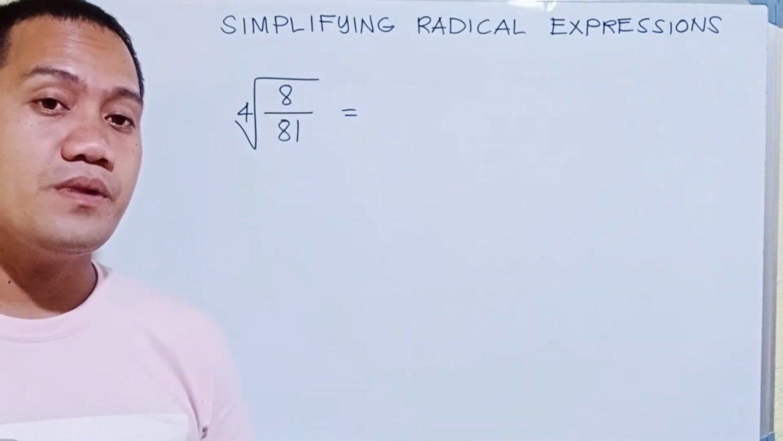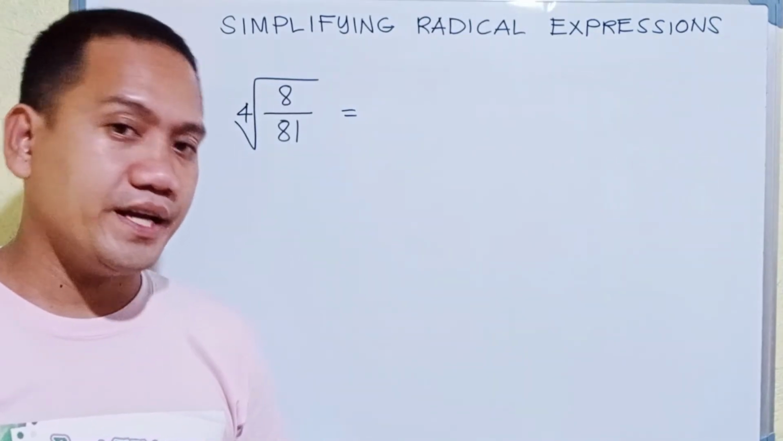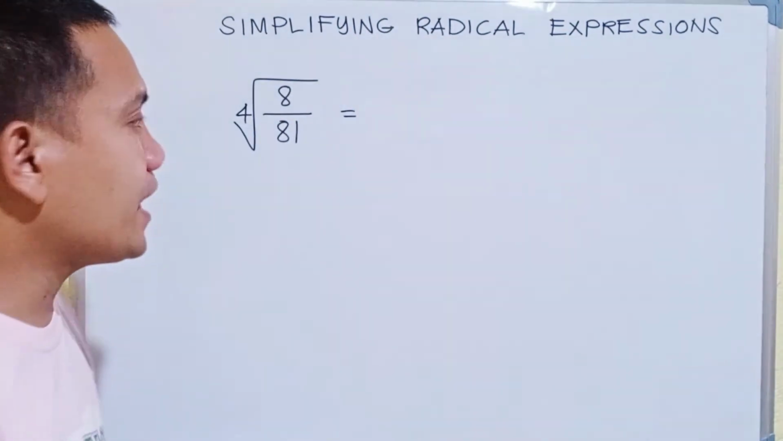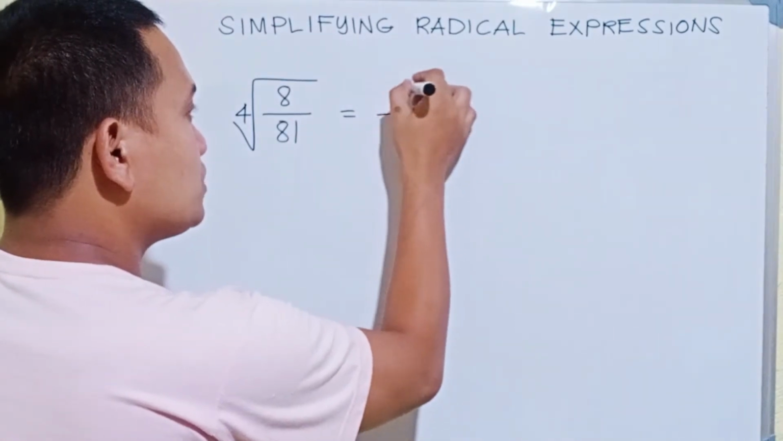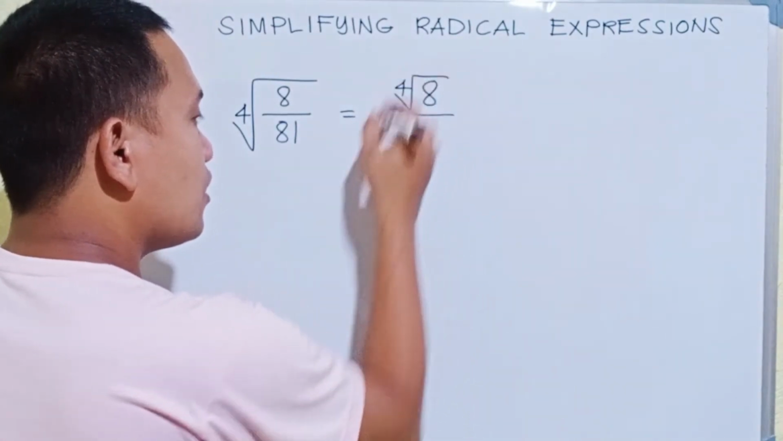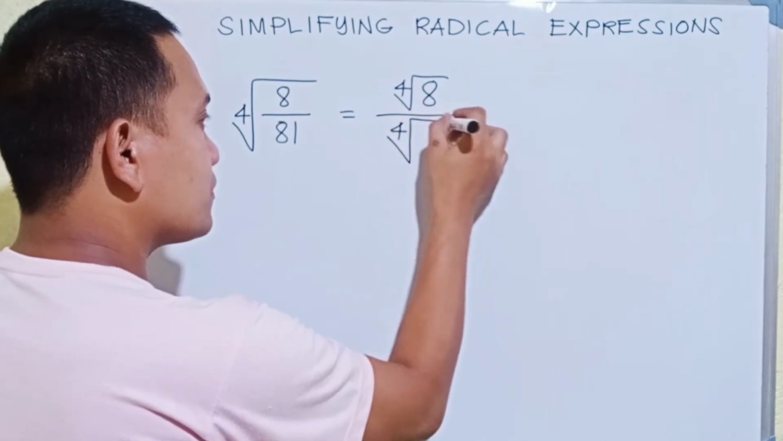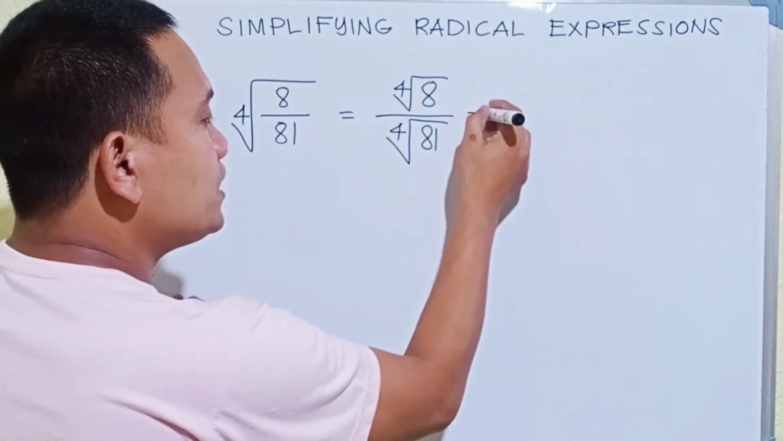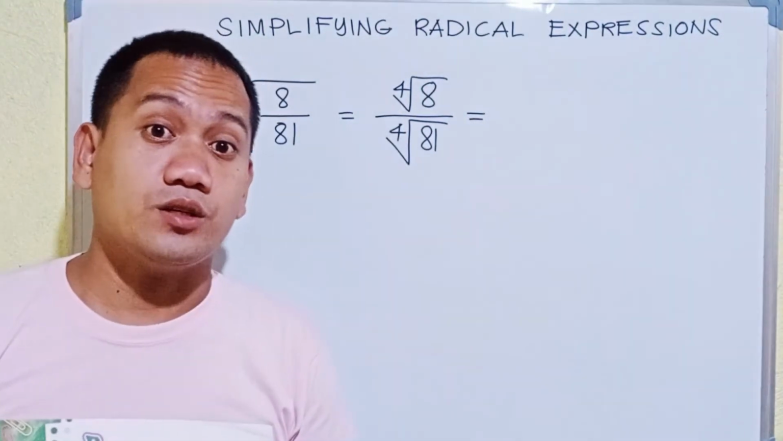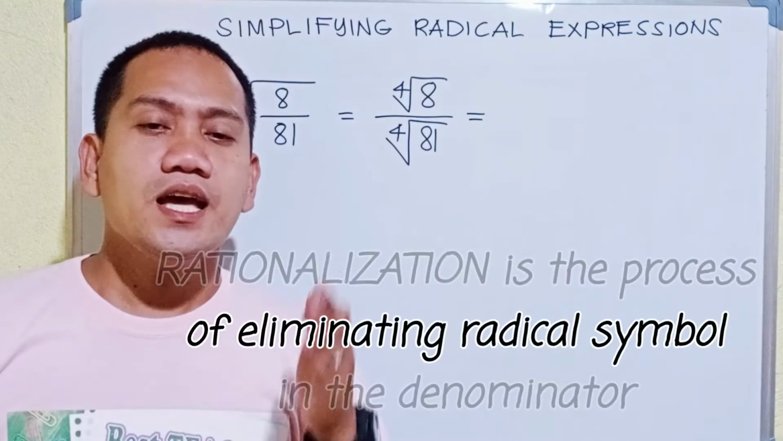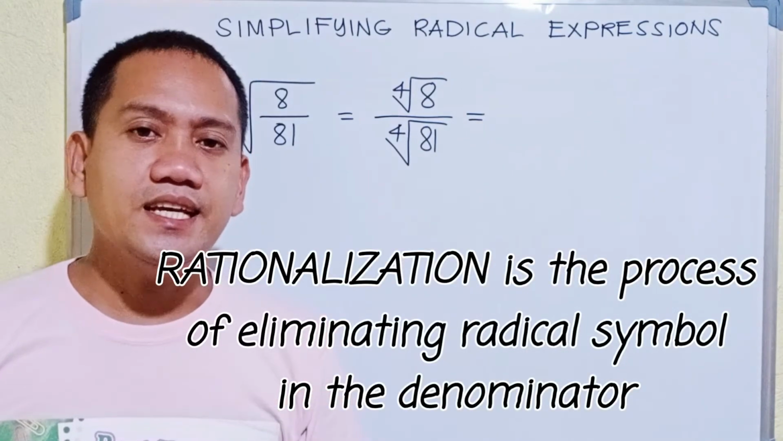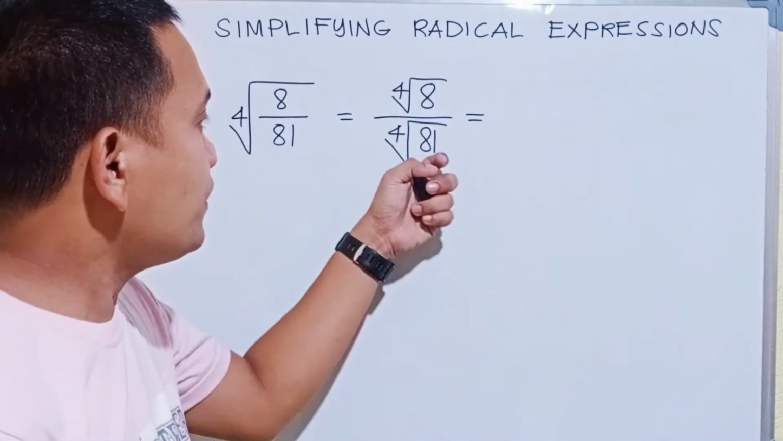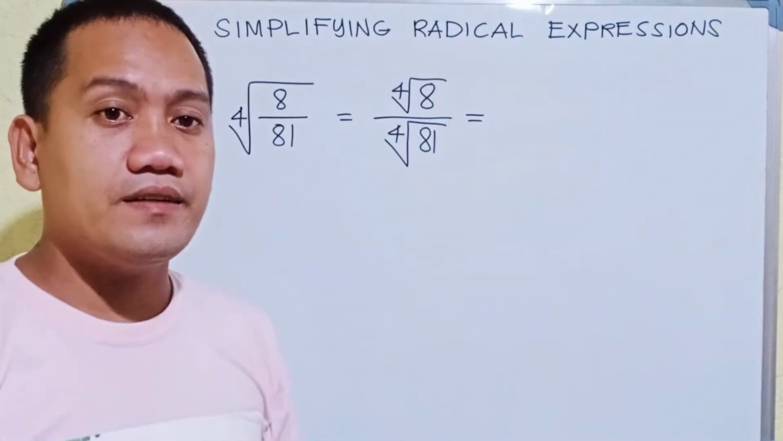This time, let us try to simplify 4th root of 8 over 81. Applying the quotient rule, this expression can be written as 4th root of 8 all over 4th root of 81. From this expression, we need to rationalize our denominator. Rationalization is the process of eliminating the radical symbol in the denominator. But how will we do this? First, let's try to look at our given radicals.